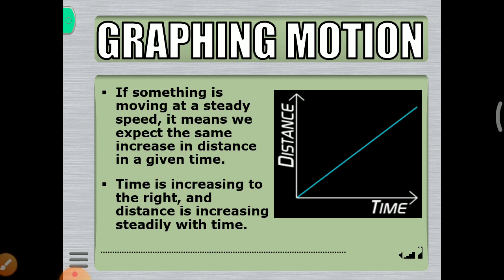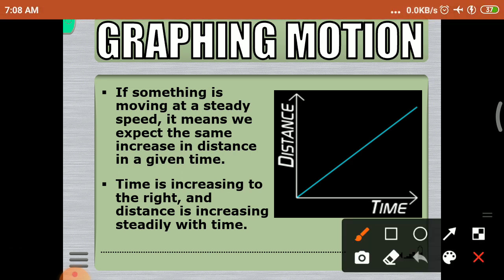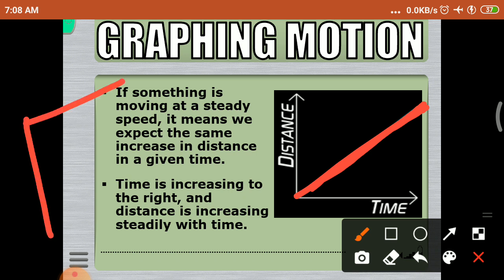If something is moving at a steady speed, it means we expect the same increase in distance in a given time. Time is increasing to the right and the distance is increasing steadily with time. Look at this graph. When you plot a graph between distance and time, you will get this straight line. This straight line represents the time and distance readings.